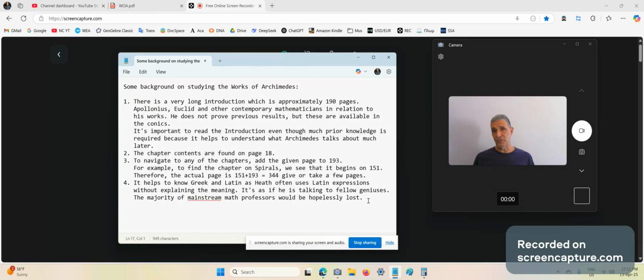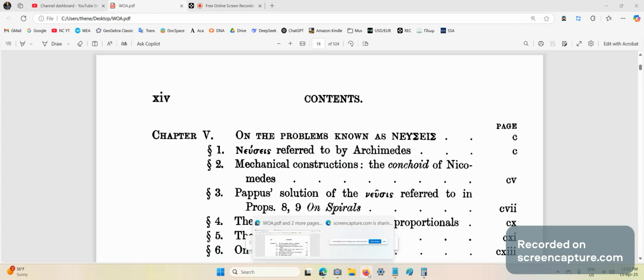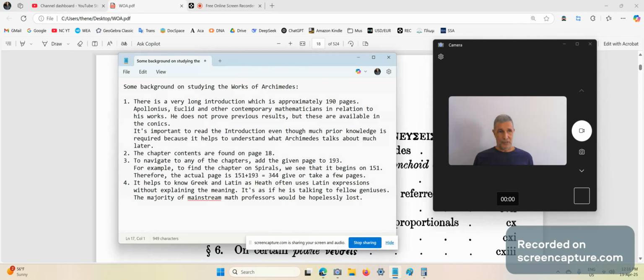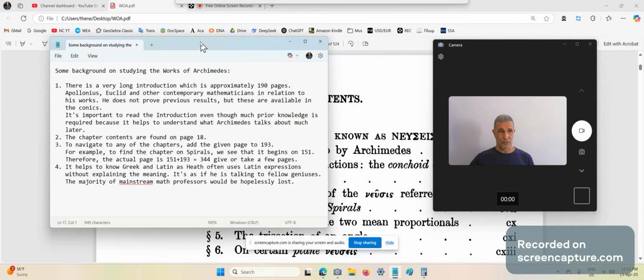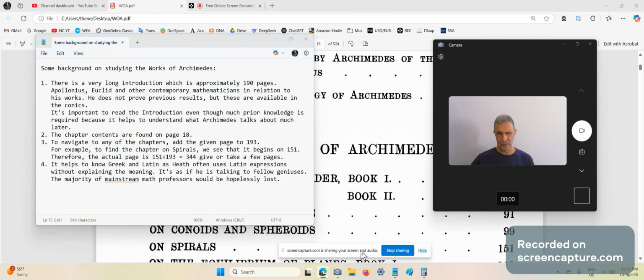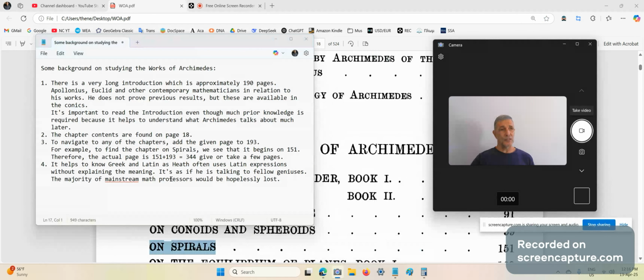Then the chapter contents are found on page 18 of this PDF. One can go from these to any of the other chapters simply by following my little formula on finding the chapters. So, for example, if you want to find the chapter on spirals, we see that it begins on 151, and that's over here. See, 151. There it is, on spirals, 151, right? And so what we do is we take 151, add it to 193, and that gives us 344. And that is basically where it is, give or take a couple of pages.